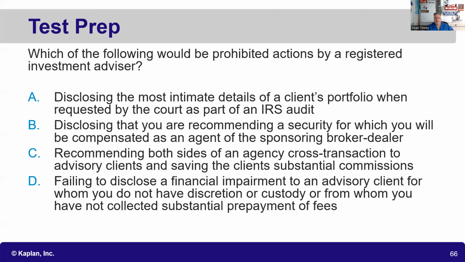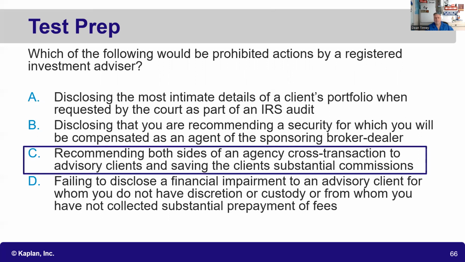B, disclosing or recommending a security for which you will be compensated as an agent of the sponsor and broker dealer. That's what you're supposed to do, right? You're supposed to disclose any conflicts. Sunlight is the best disinfectant. C, you're not supposed to tell one person to buy and another person to sell the same security. That's a problem. That is a problem, right?